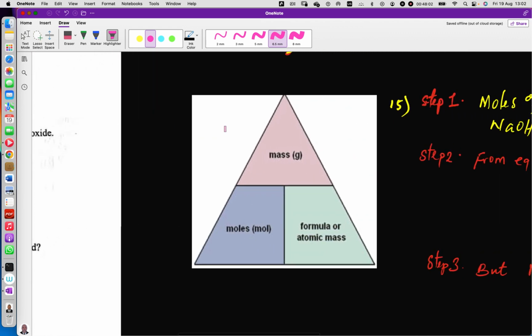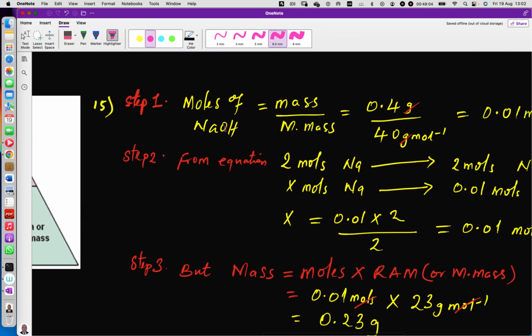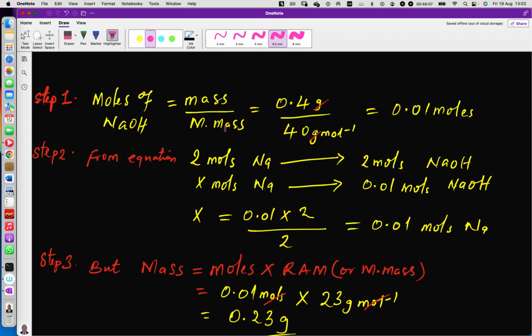Let's go back to our calculation. Step number 2. From the equation, if 2 moles of sodium can give rise to 2 moles of sodium hydroxide, then the calculated moles was 0.01. Therefore, X moles of sodium will give 0.01 moles of sodium hydroxide. Our value of X will be 0.01 times 2, cross multiply, and make X the subject, divided by 2. Our number of moles of sodium will be 0.01 moles.